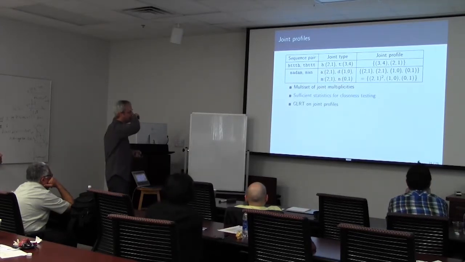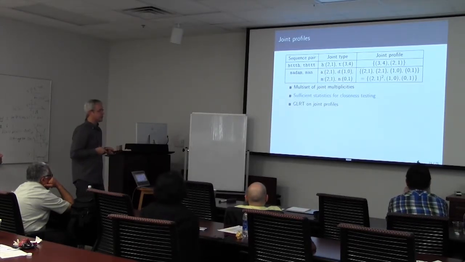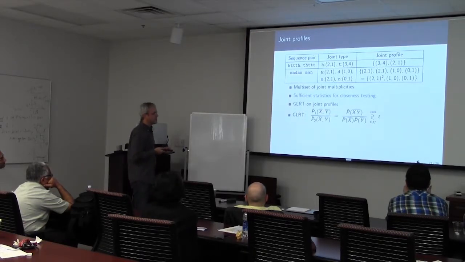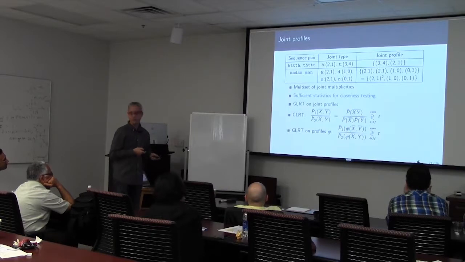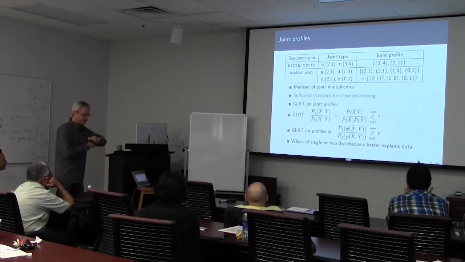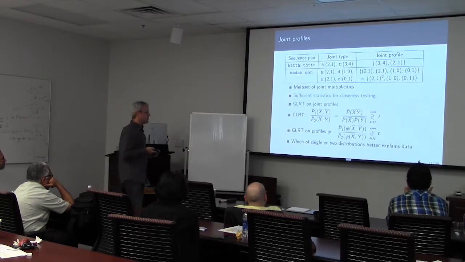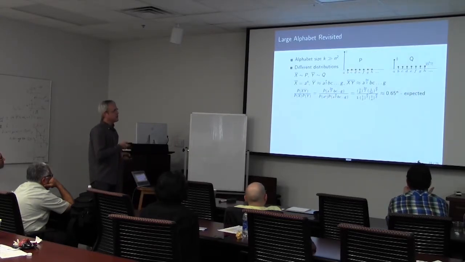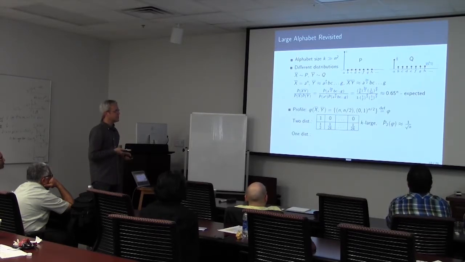Okay. Right. So what we do is we do GLRT on joint profiles. So instead of looking at the sequences, we just do it on the profile. We look at the highest probability of the profile, and then we do the GLRT. Because we don't have time, if you do the same thing on the sequences that we got, you'll see that you get what you'd expect.